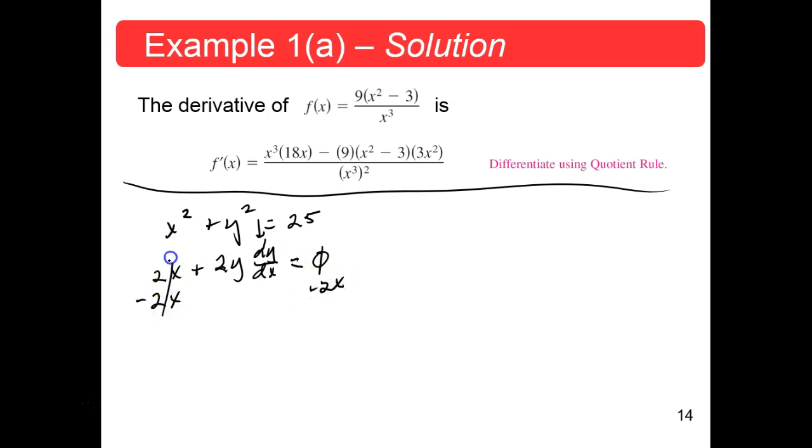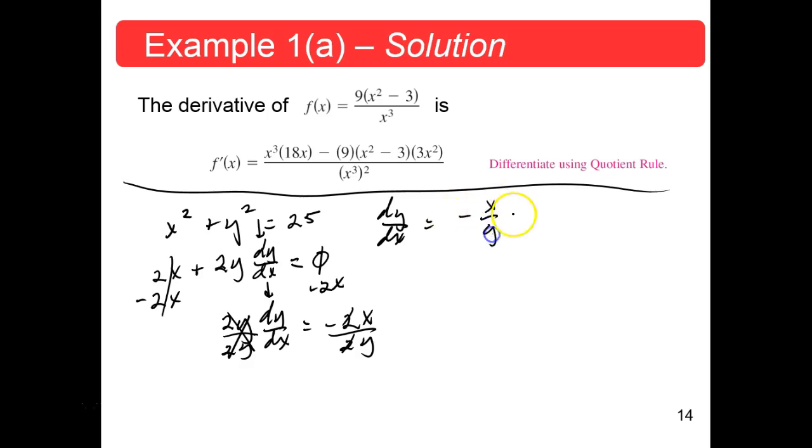Okay, this goes away, and now you have 2y dy/dx, which is what we're looking for, is equal to minus 2x. Again, we're trying to isolate the dy/dx. So what do we do next? Divide by 2y. Everything goes out here, the 2's go out, and you have dy/dx is equal to minus x over y.